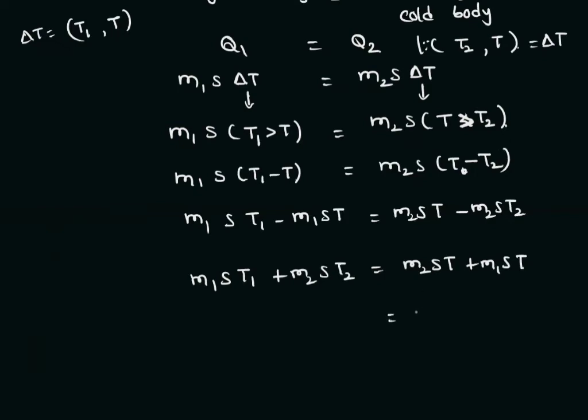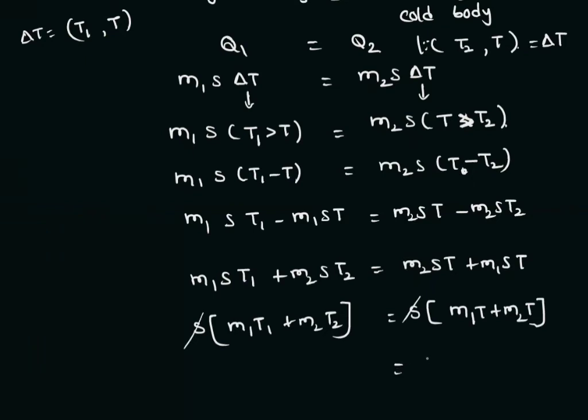Now take out what is the common value. You know that S is common on both sides. That's why you can cancel it out, and you get M1 T plus M2 T. Here, if you take S as common, M1 T1 plus M2 T2. Just cancel it out as well. Again, you can take T common. Then what will come? M1 plus M2. Now here, M1 T1 plus M2 T2.